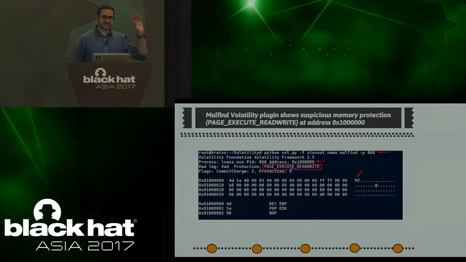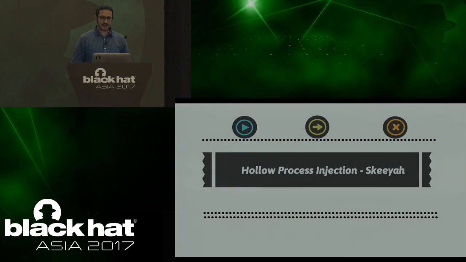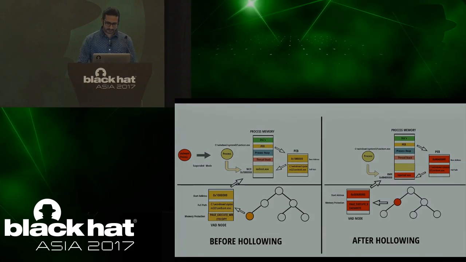Okay, that was Stuxnet. Again, I have not come to the Evasion hollow process injection yet. I'm talking about the traditional hollow process injection. Stuxnet was one of the malware that did hollow process injection. Then let's look at another sample called Skia. Let's see how it does hollow process injection.